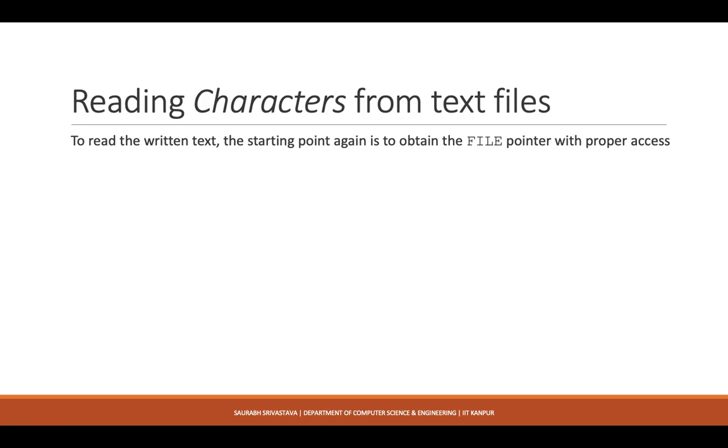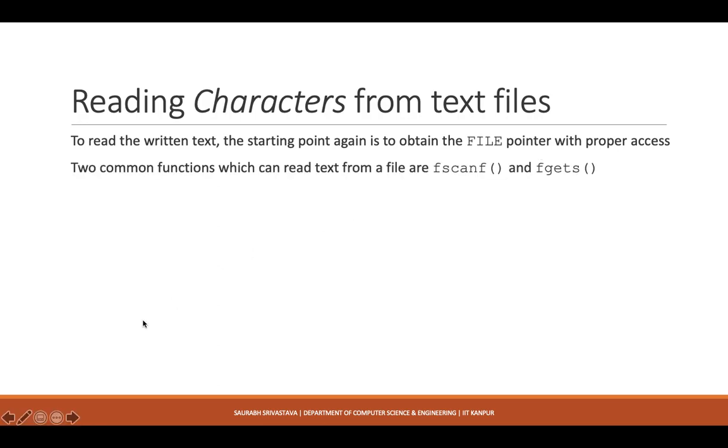Now similarly, you can also read characters from a text file. The starting point again is to obtain that file pointer with the proper access. Two common functions used for reading text from a text file are fscanf, the file counterpart of scanf, and fgets. You might have used fgets already, with stdin in place of the file pointer. So now you can understand that it is essentially a function for taking input from files, but stdin is basically another file pointer that points to your standard input. So the obtained file pointer is going to be required for either fscanf or fgets.